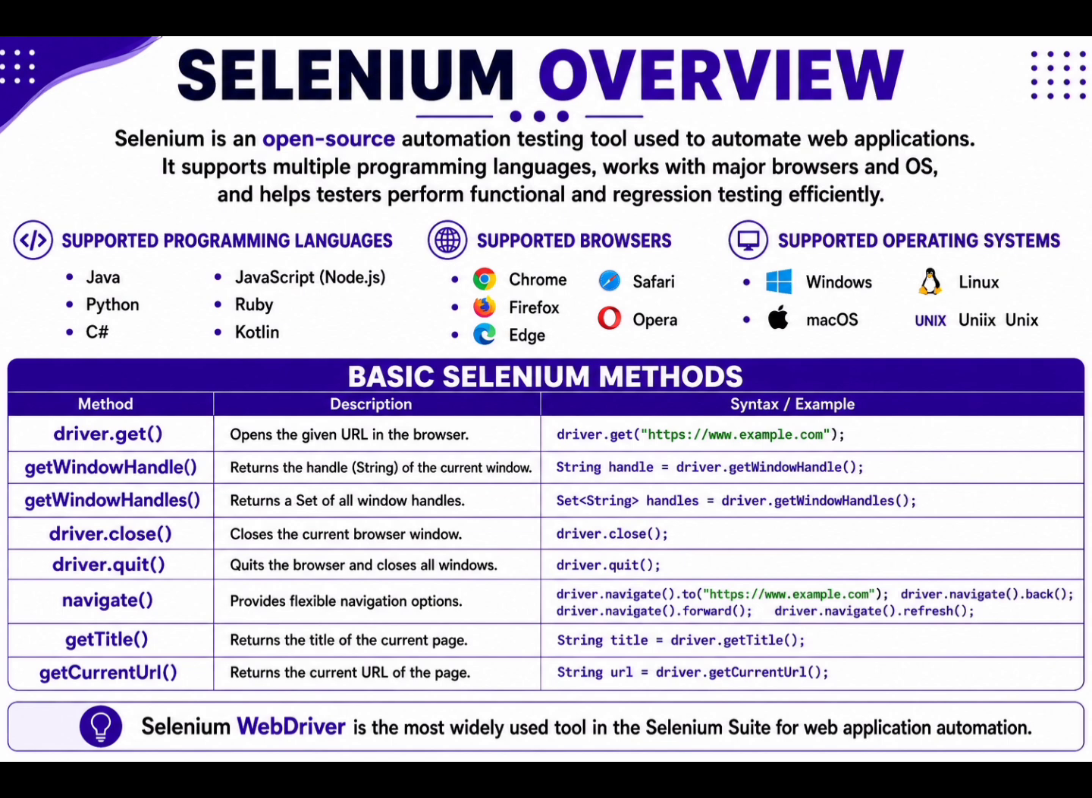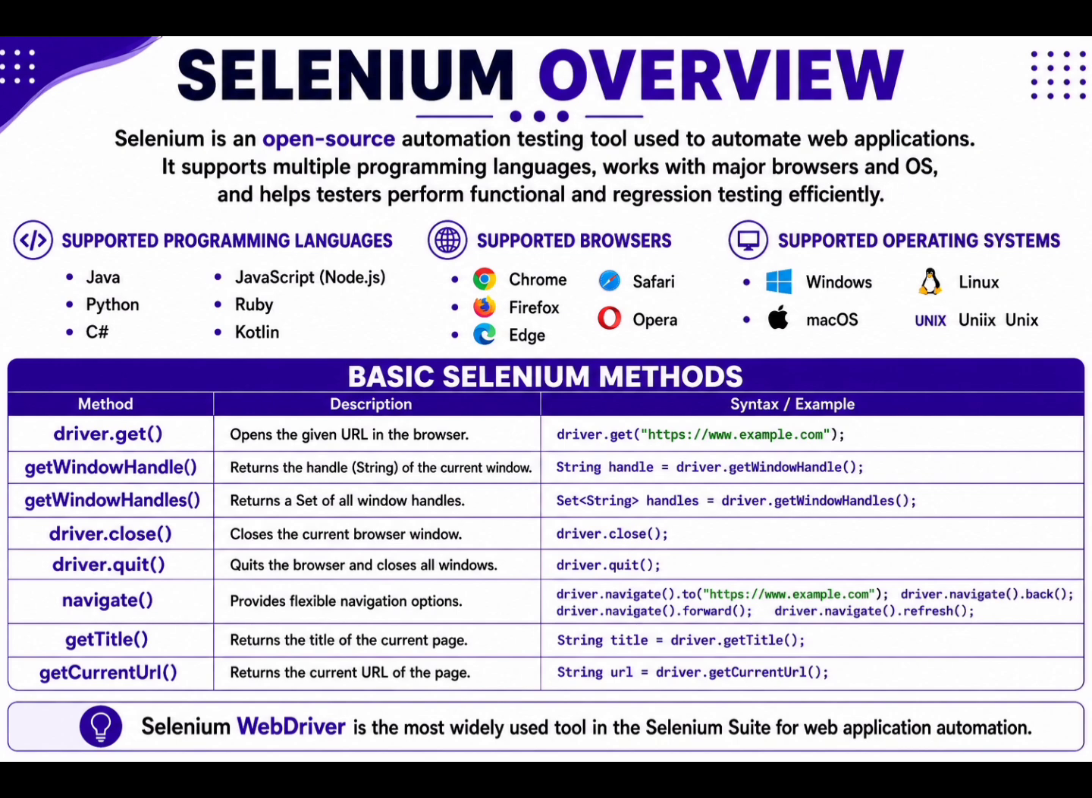Then driver.getWindowHandle and driver.getWindowHandles. driver.getWindowHandle gives us the parent browser ID, and driver.getWindowHandles always gives us the parent and child browser IDs. This is all about the Selenium part.